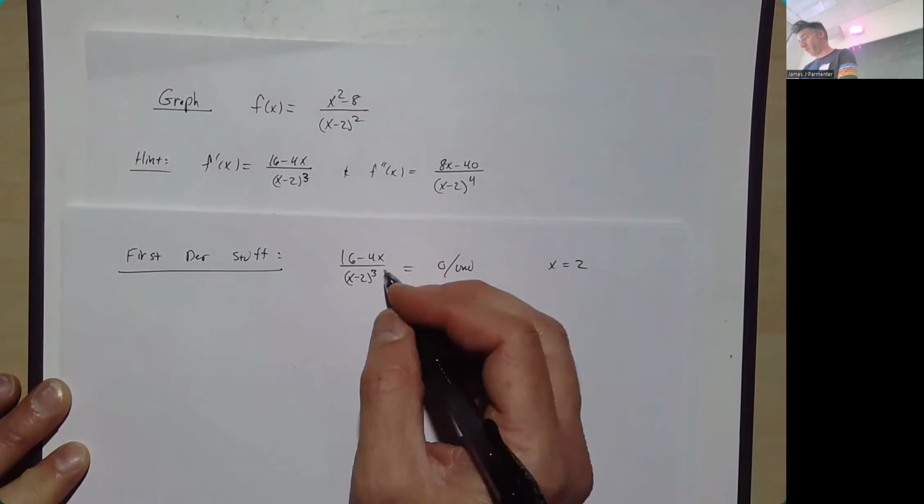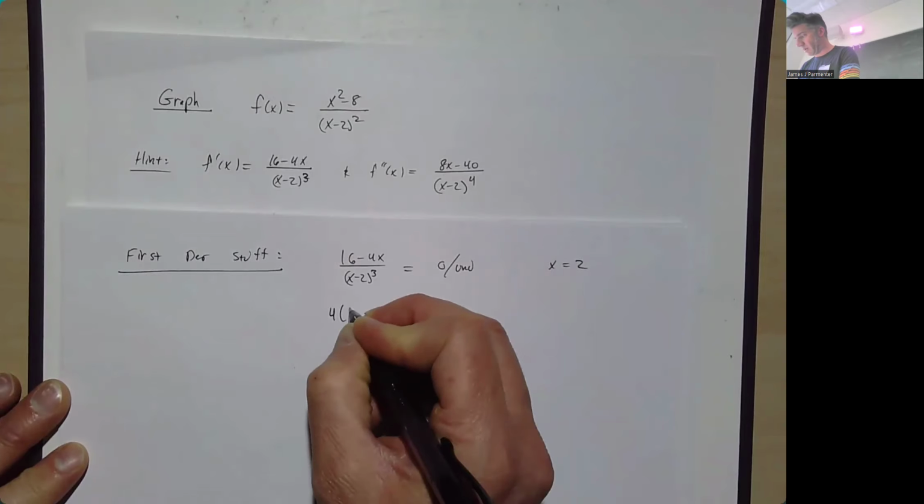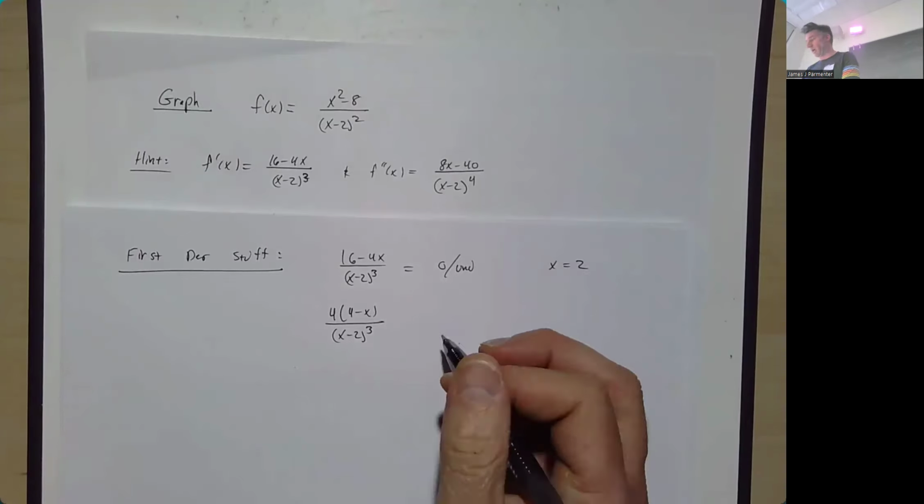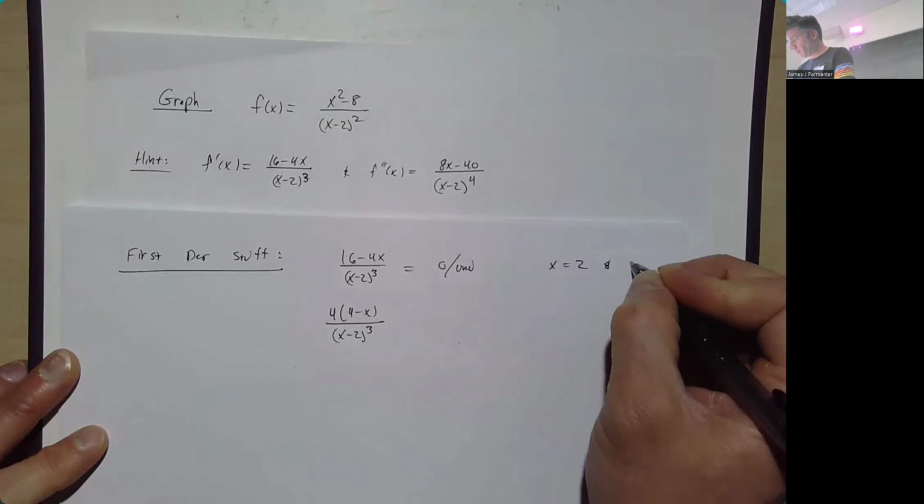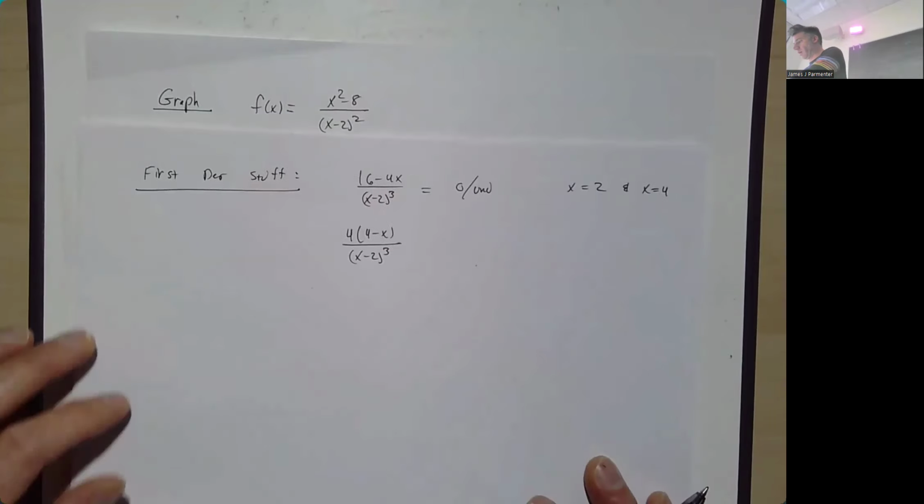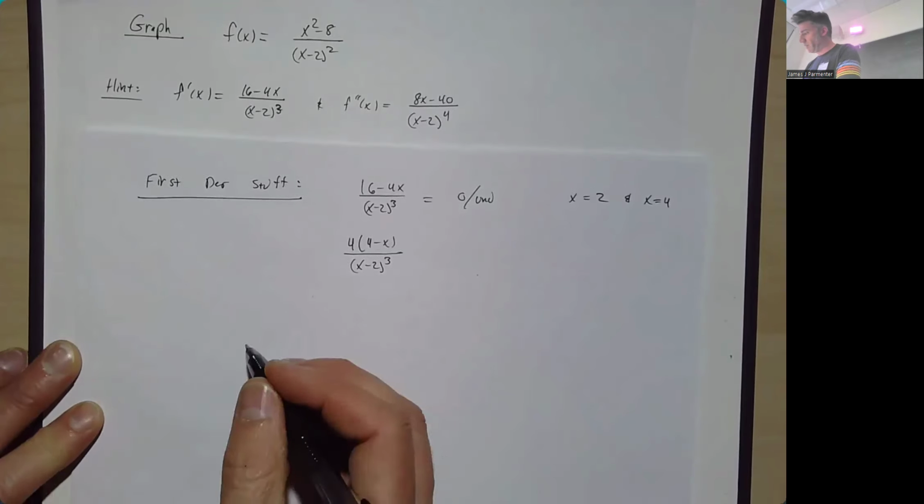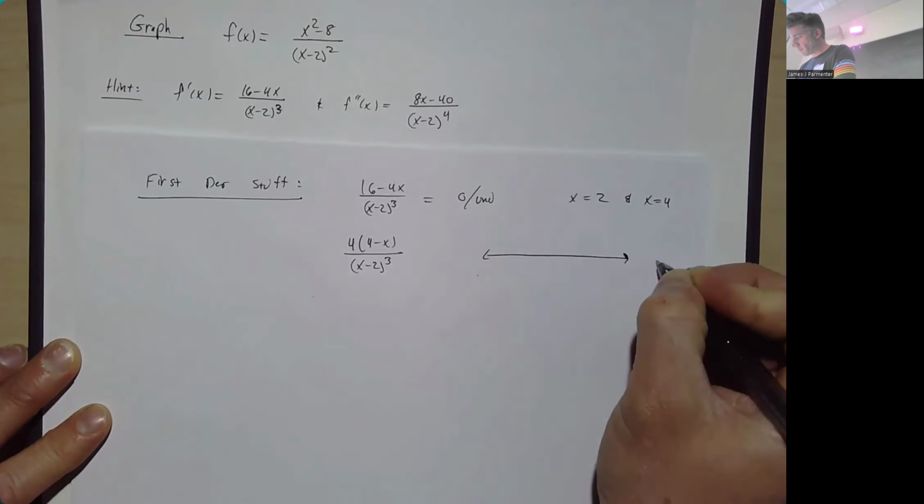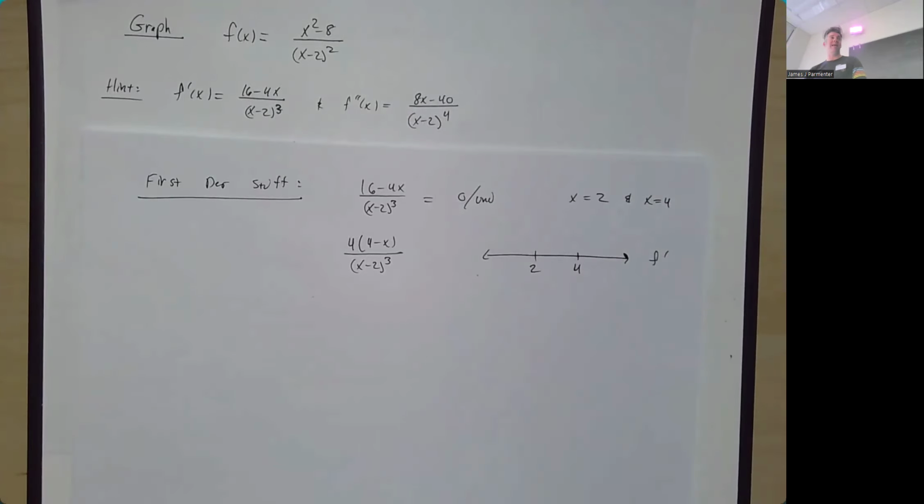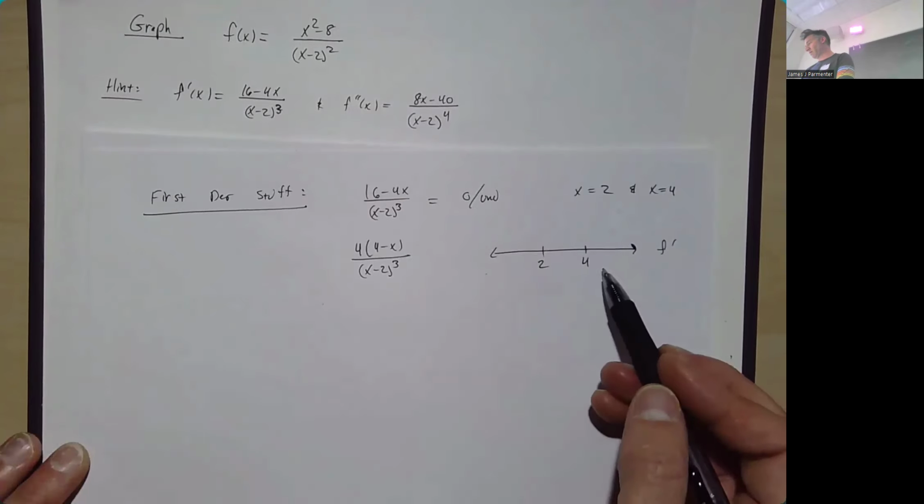I would actually prefer to write this as 4 times 4 minus x over x minus 2 cubed. So it's a little more obvious that x equal to 4 gives me zero. Okay, so then I'm going to put those critical points on the number line. Just those critical points and nothing else. And also, this is why I like to have my first derivative factored as much as possible. It makes it easier to see where the derivative is going to be positive and where it's going to be negative. So pick a number larger than 4, like 7.